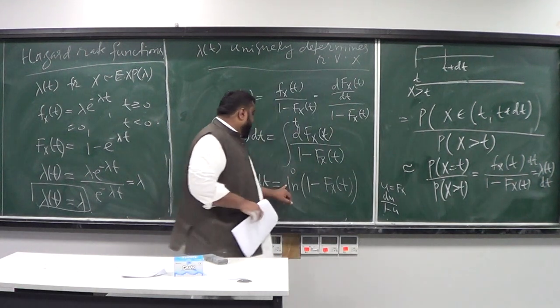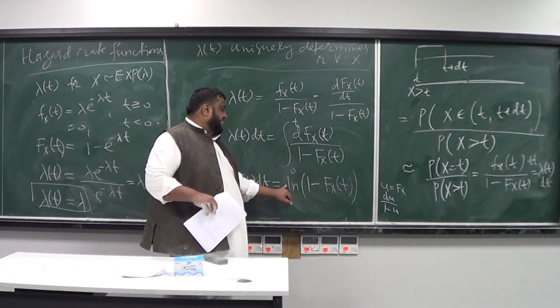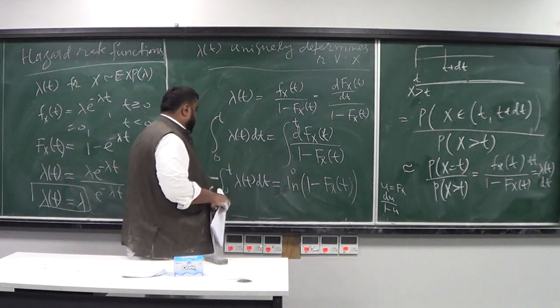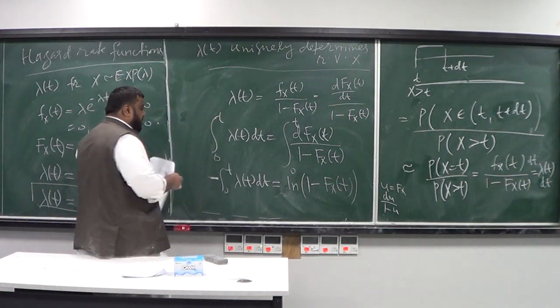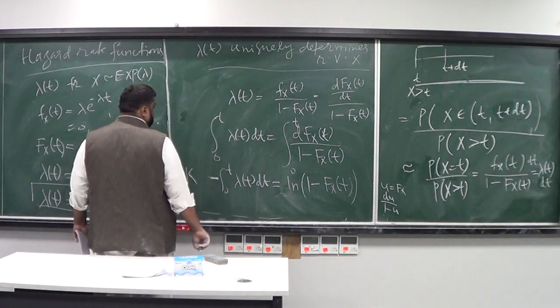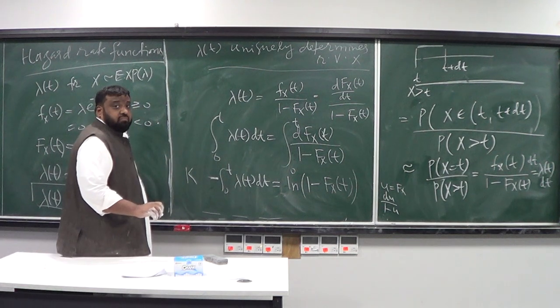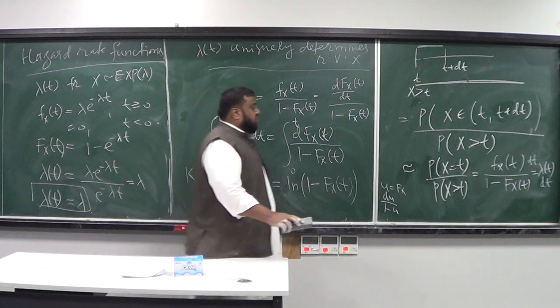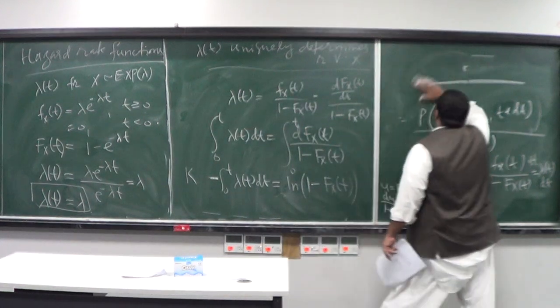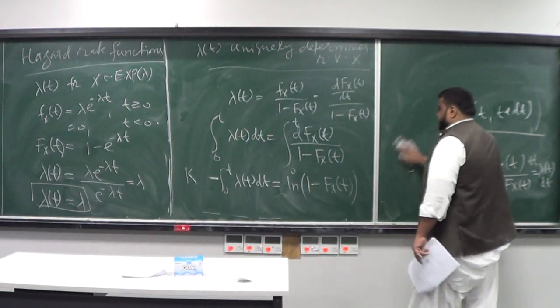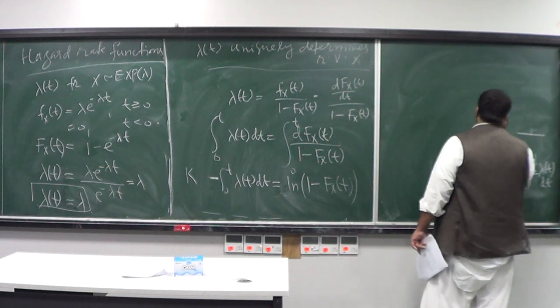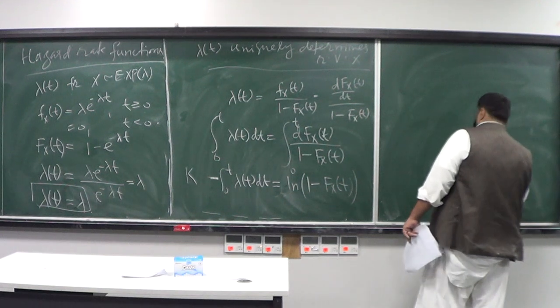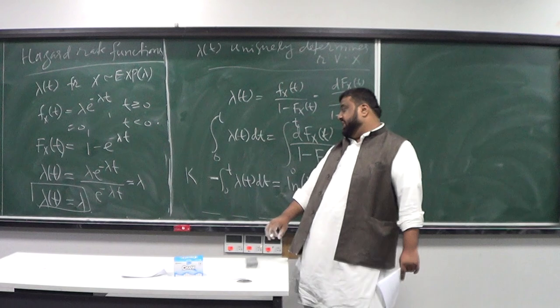So in front of this integral, that is, in front of this log, a minus will come, but I'm writing that minus here, and I'm also writing a constant k here. Now what do we do? My task is to find this Fx of t.